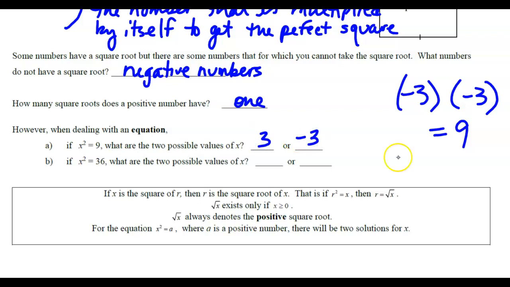Some people will think that root of 9 is 3 or negative 3. It's not. It's just 3. If nothing is out front, it means it's positive, right? Yes, negative 3 squared is 9, but this is considered an operation. It's not working backwards to this. So then for x squared equals 36, it would be 6 and negative 6.